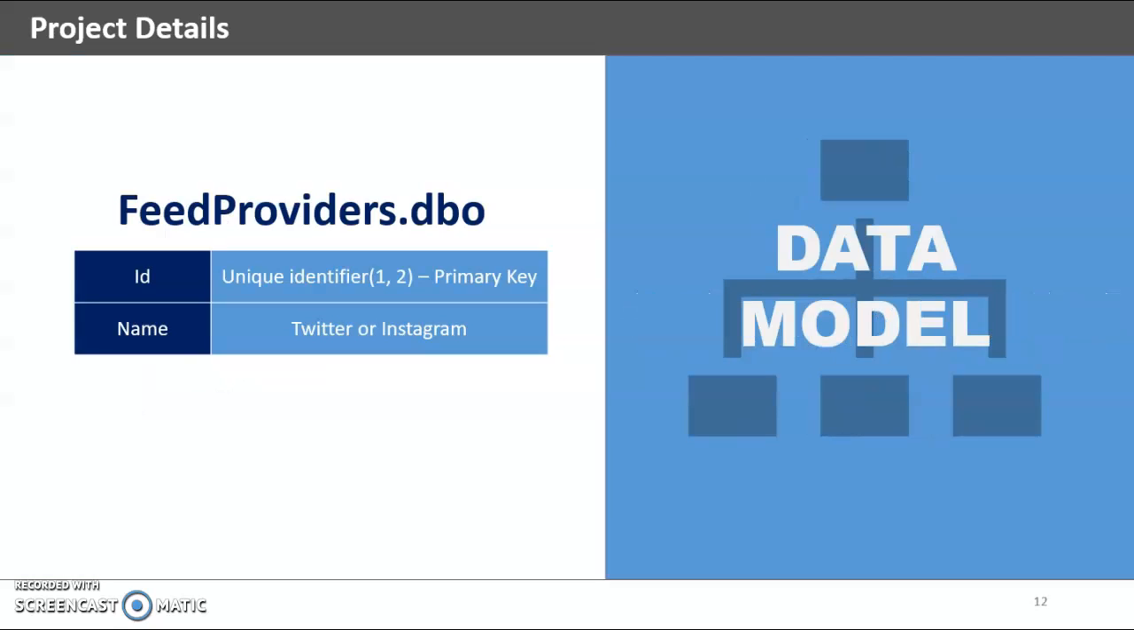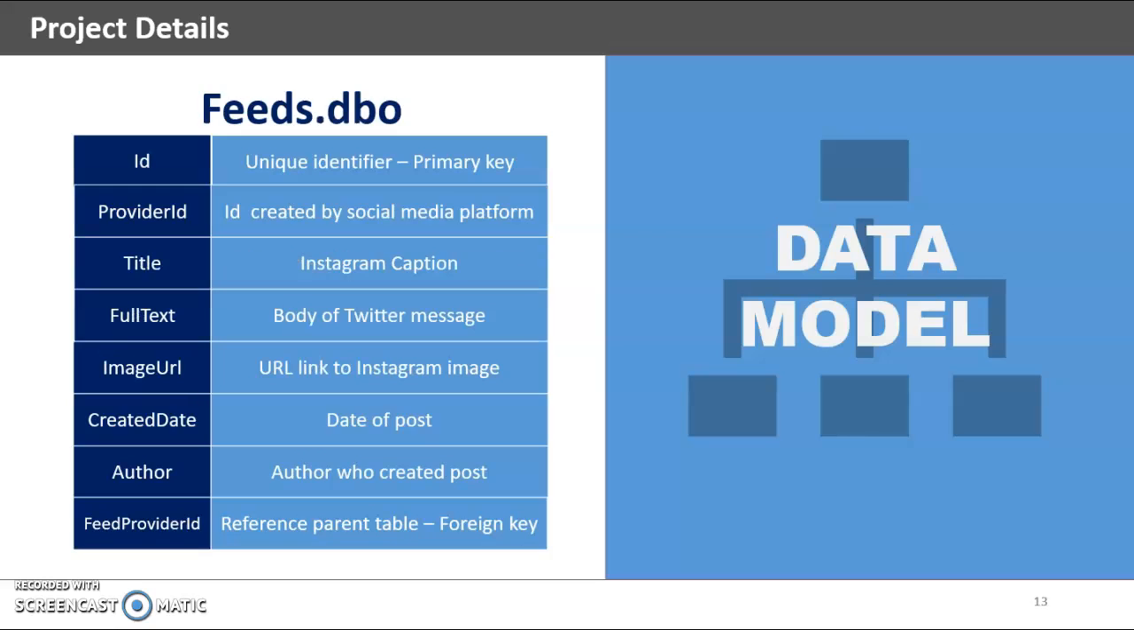The first table is called Feed Providers and consists of only 2 fields. The first one is ID, which is a unique identifier and primary key. The second one is Name and consists of the names of the social media platforms that we are storing data from. In this case, we will only have 2 options, Twitter or Instagram, which is why the ID field would also have only 2 outcomes, 1 for Twitter and 2 for Instagram.